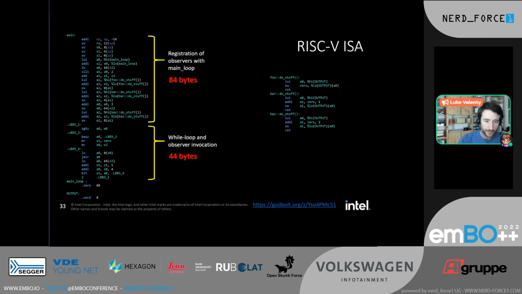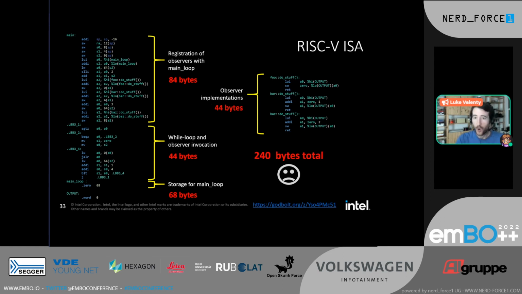The while loop and observer invocation is another 44 bytes. The storage for the main loop is 68 bytes. And the observer implementations is 44 bytes. We're not doing a whole lot of stuff here, but we're consuming 240 bytes. And if you're on an 8-bit microcontroller, they typically have a 16-bit address space. So moving pointers around is even worse, and you're using a larger percentage of instructions and memory for that.